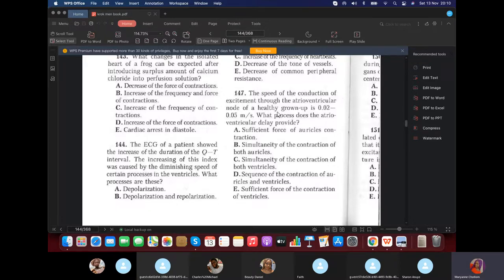Now, why is it that at the AV node, when the impulse from the SA node gets there, there is a delay? Because, think about it, let's eliminate the other answer. Sufficient force of auricular contraction. No, we're talking about the AV node. It's not it.